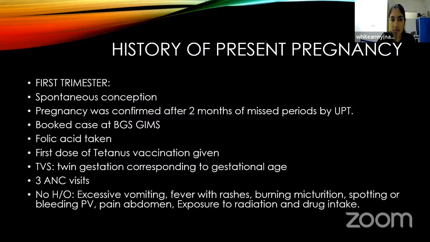Total number of ANC visits in the first trimester is 3. There's no history of excessive vomiting, fever with rashes, burning micturition, spotting or bleeding PV, pain abdomen, exposure to radiation or any drug intake. Okay, so she is a twin pregnancy which was diagnosed in the first trimester itself. So are there any risk factors in her for twin pregnancy? Yes, ma'am. Both hereditary, there's maternal and paternal history of twinning.